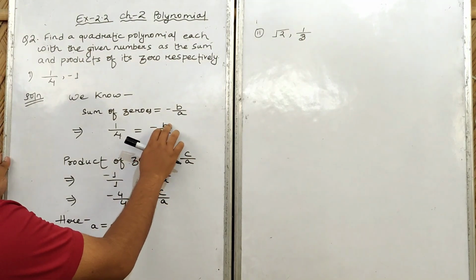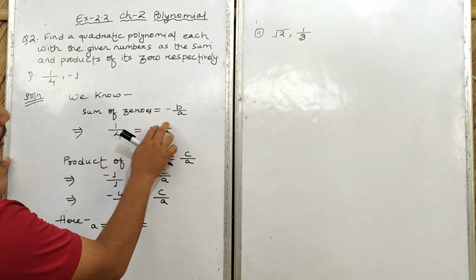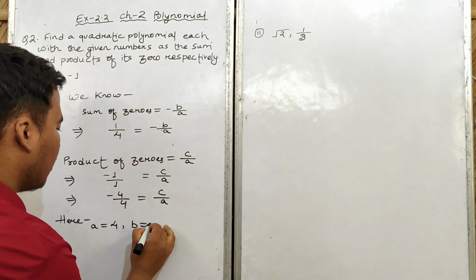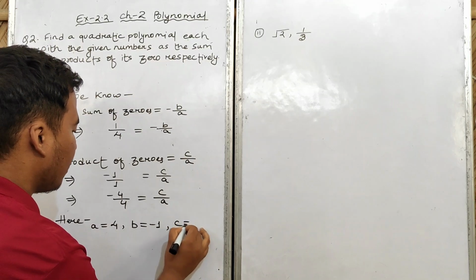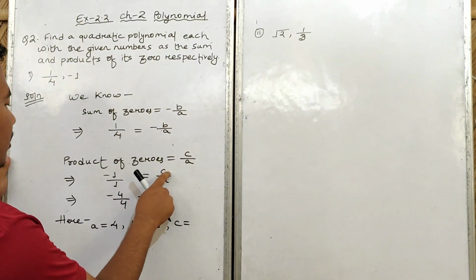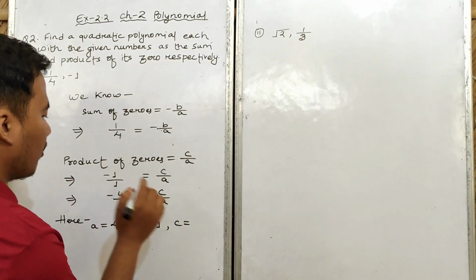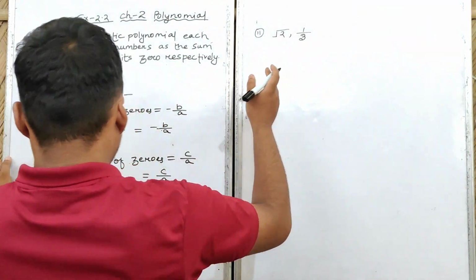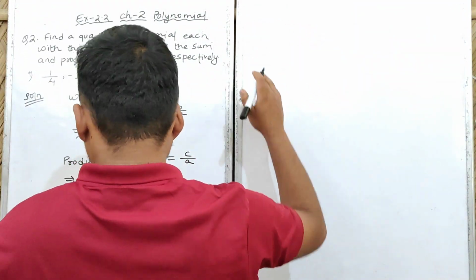Now b what you got? 1. But since it is minus b, so we need only b. So minus को इधर भेज दो तो क्या होगा? b का वैल्यू -1. And c how much you got? c you got -4.